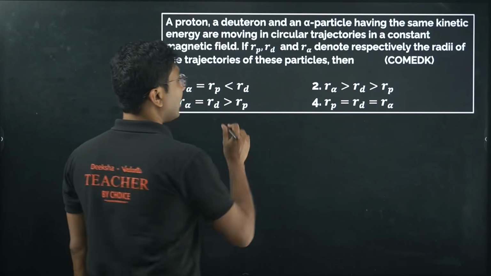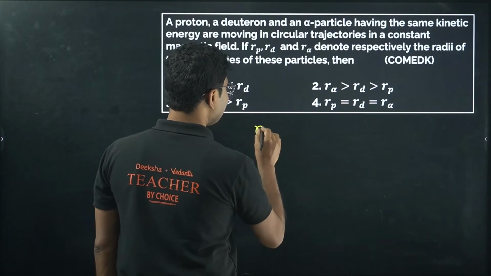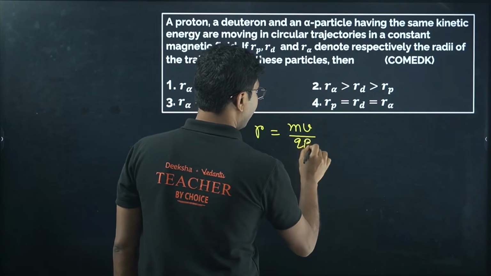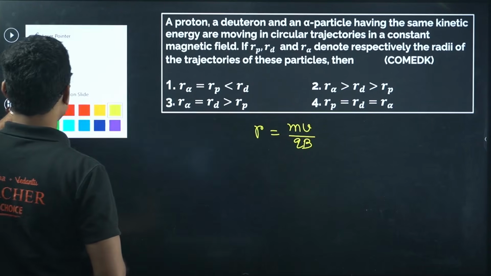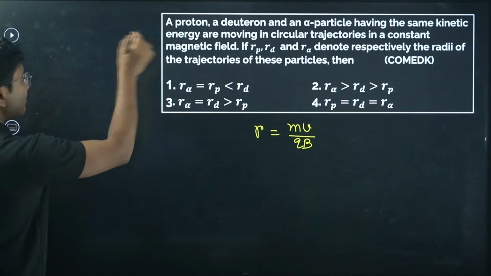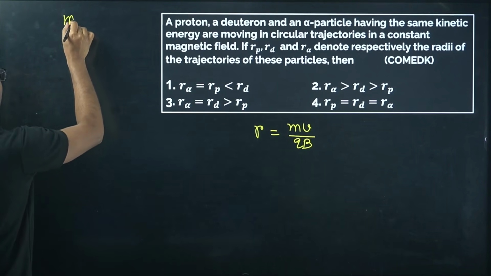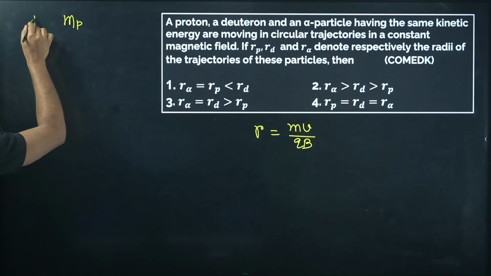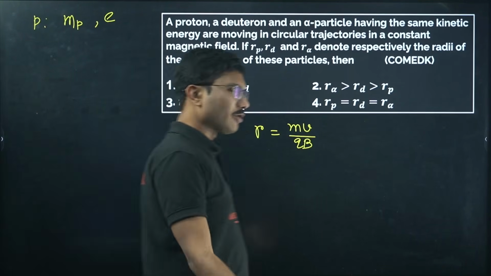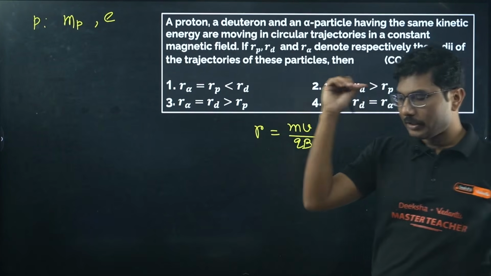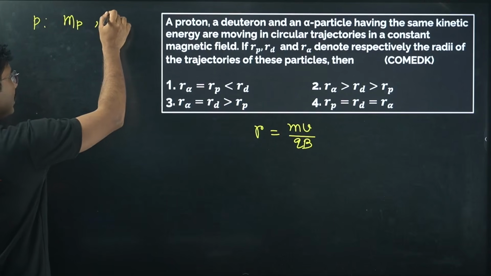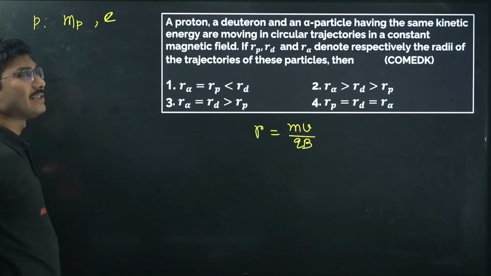Okay, now how to solve this question? We know that radius of motion is given by mv by qB. Now we have to calculate the radius for individual particles. First is the proton. Mass of a proton, say mp. Charge of a proton is only one positive electron charge, so I am writing the charge as e.